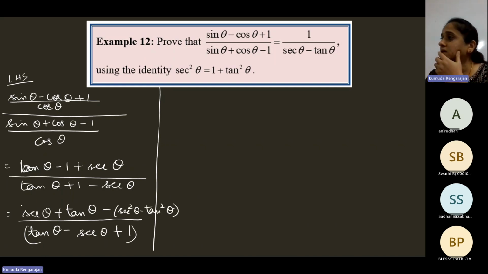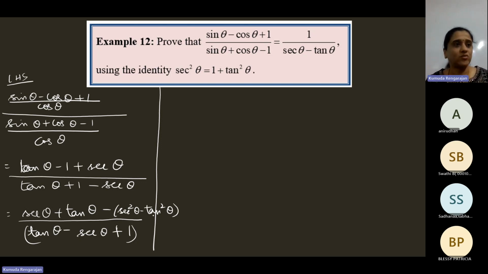Because what is 1? 1 can be written as sine square theta plus cos square theta. 1 can be written as secant square theta minus tan square theta. 1 can also be written as cosecant square theta minus cot square theta. But you need to use the appropriate one. So here, you will take away 1 and write as secant square theta minus tan square theta.